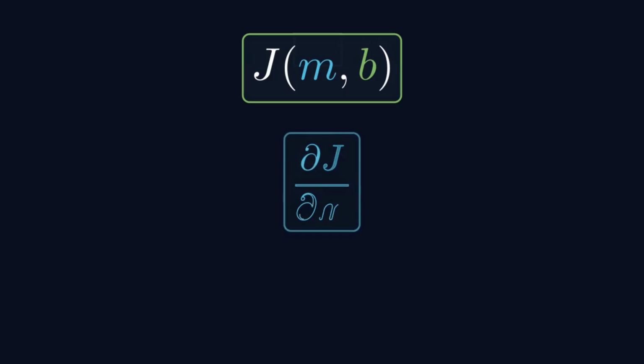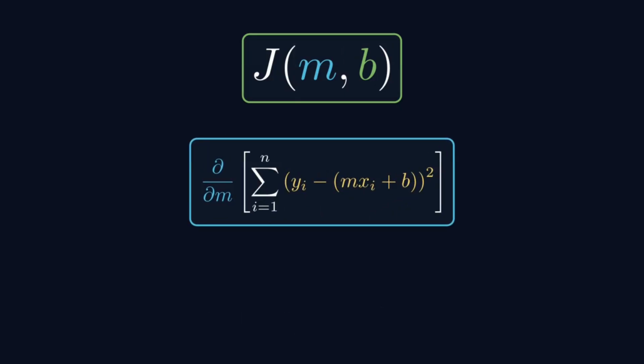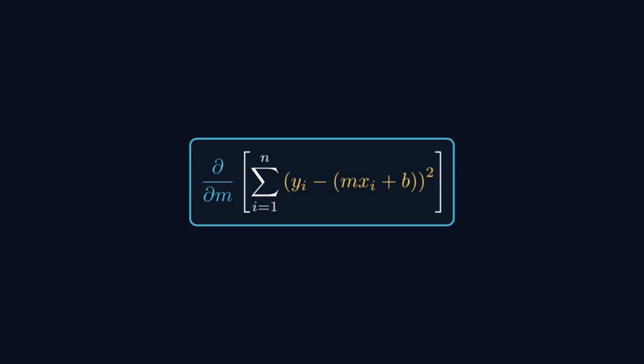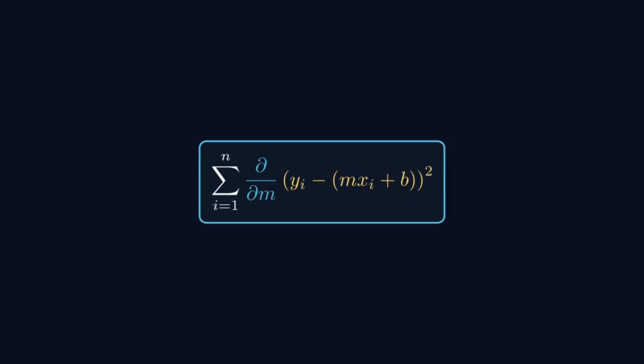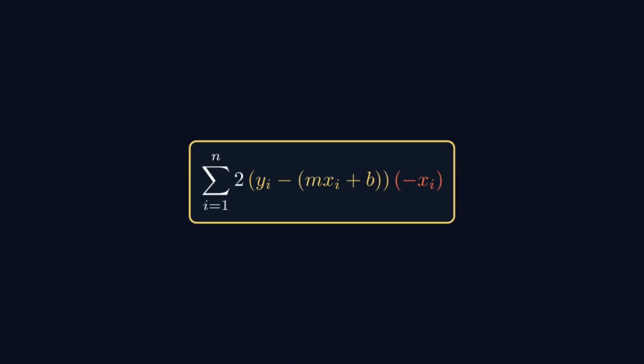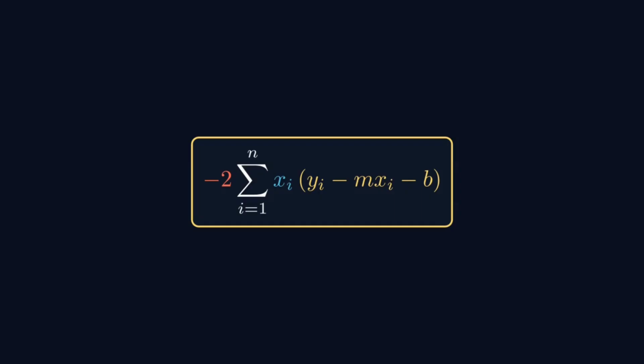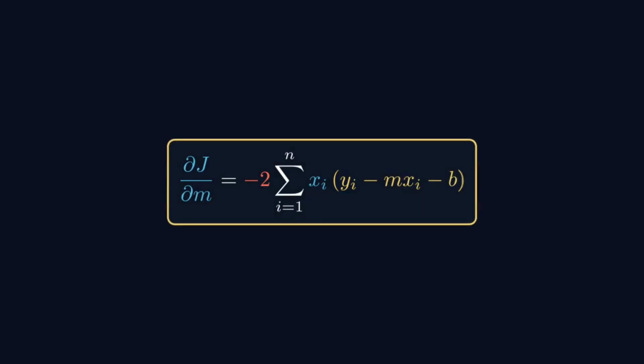And just like before, it looks intimidating at first, but underneath is the same idea of calculus. We just carefully differentiate it term by term. The square stays, the chain rule appears again, except now there's something extra because m multiplies x, and after simplifying, something elegant appears. The derivative becomes minus 2 times the sum of xi multiplied by (yi minus m xi minus b). And once again, we return to the same geometric idea.